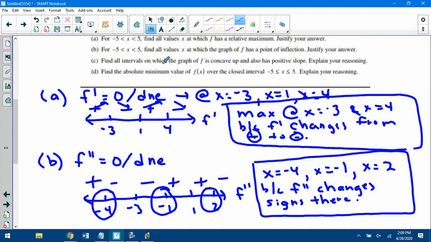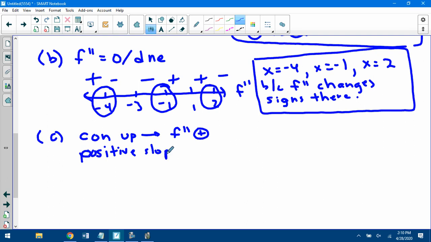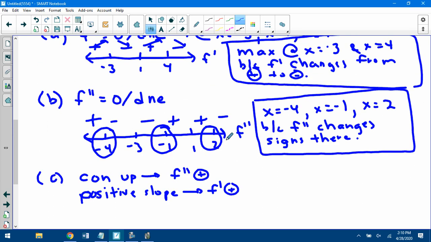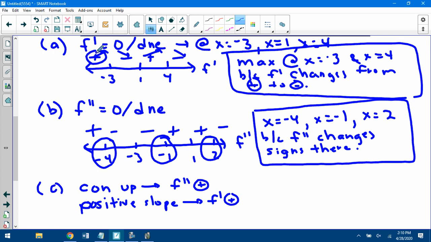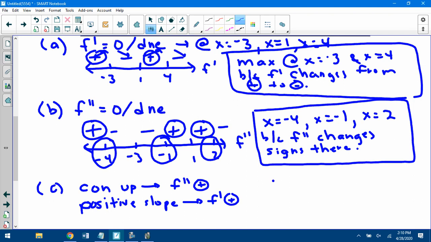All right, part C. Find all intervals for which the graph of f is concave up and also has a positive slope. So concave up would mean what? You need f double prime to be positive. Positive slope, what needs to be true there? f prime needs to be positive. So I've already got these number lines from these last two. I just need positive f prime and positive f double prime. Remember your interval. You're on -5 to 5, and we can include the endpoints because this is the overall interval that the function's allowed to be. So they're both positive starting from -5. This one up until -3, this one up until -4. If you need them both to be true at the same time, you can't go past -4.